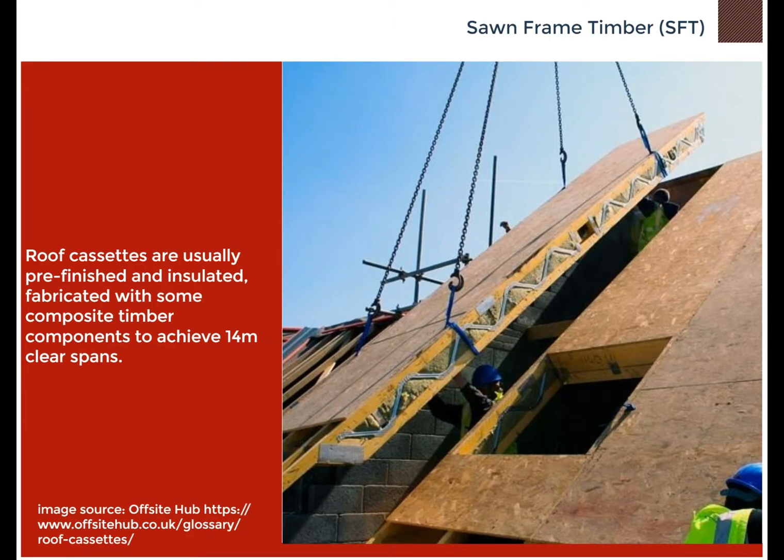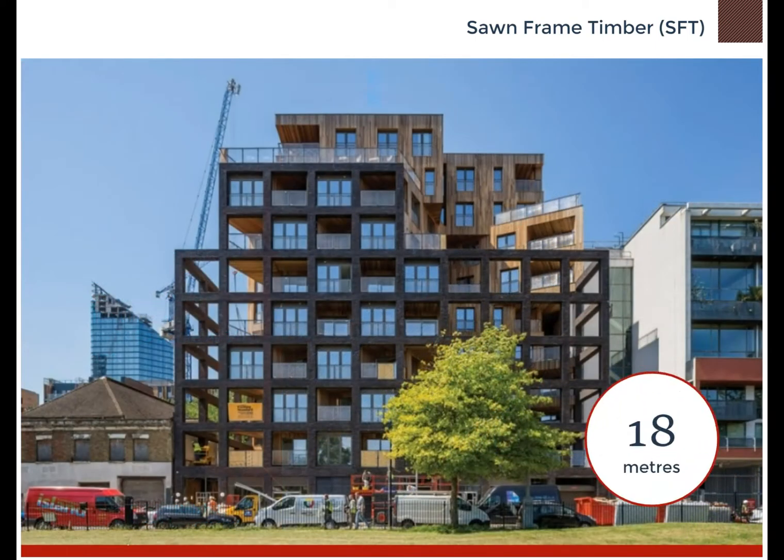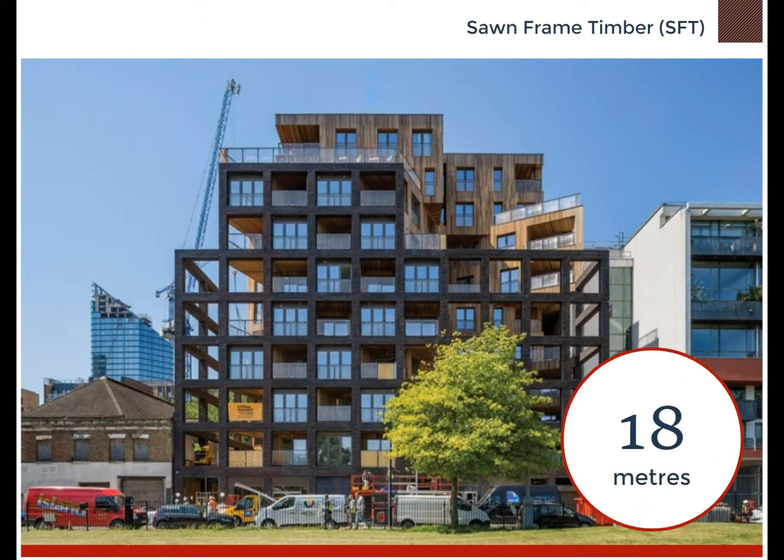The maximum permissible height for the use of timber in the exterior walls of a residential building under current building regulations is 18 metres. Around 25% of new low-rise houses in the UK are built using timber frames.